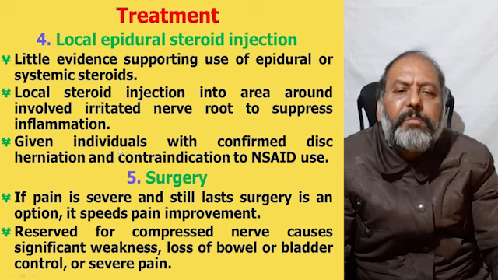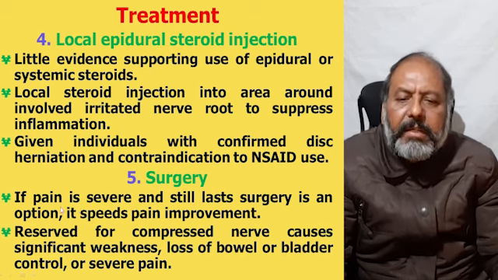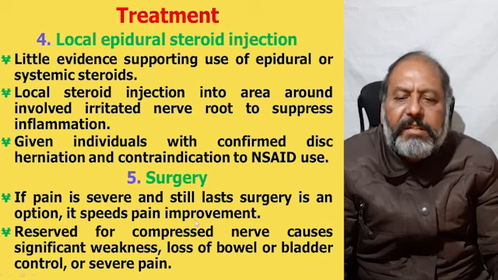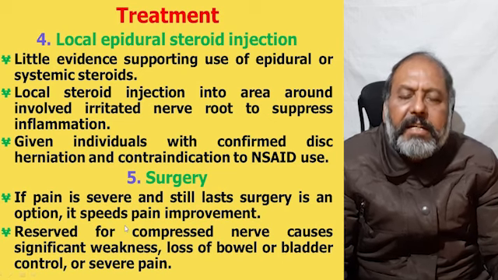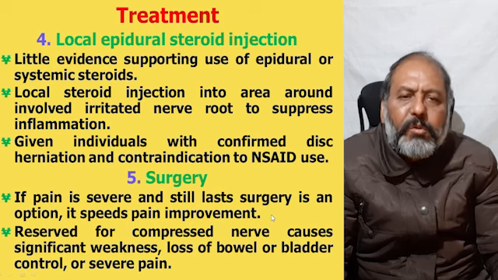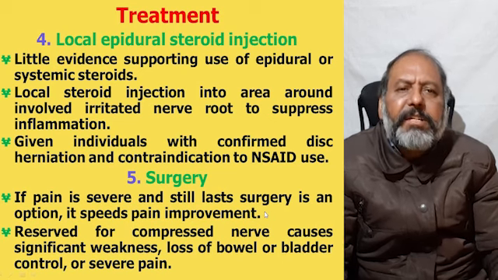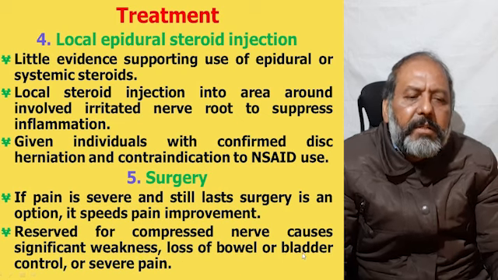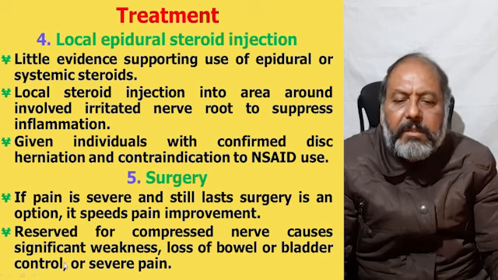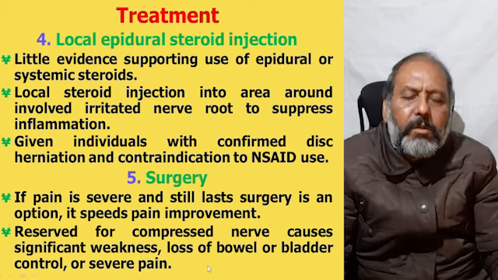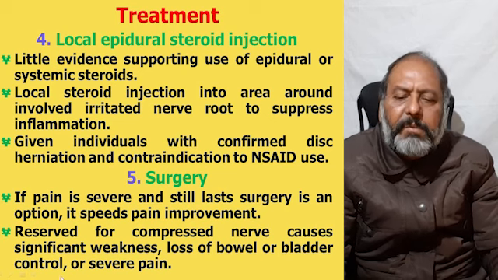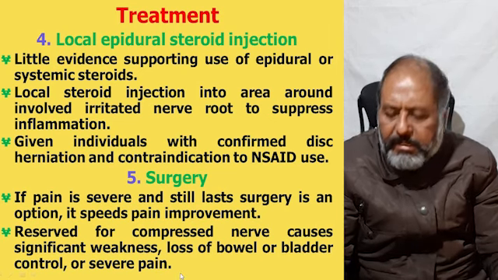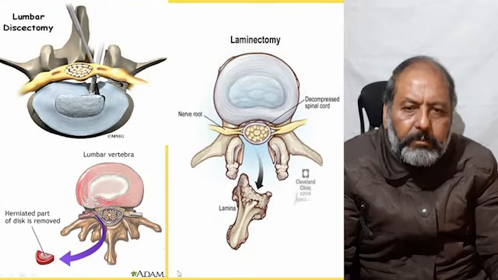The 5th treatment is surgery. If the pain is severe and still lasts, surgery is a last option. It speeds pain improvement and gives immediate relief from the pain. It is reserved for a compressed nerve that causes significant weakness, loss of bowel or bladder control, or severe pain. So surgery is the only option.